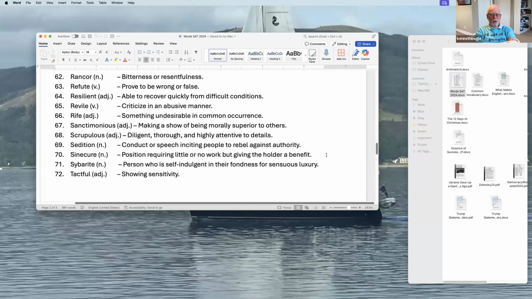Tactful. Sybarite. Cyberite? That's a good question. Maybe cyberite? And that brings up an example. I don't think I've ever in my life seen the word sybarite. But that doesn't mean that it's not part of the SAT test, or at least one of the words that was tested there.